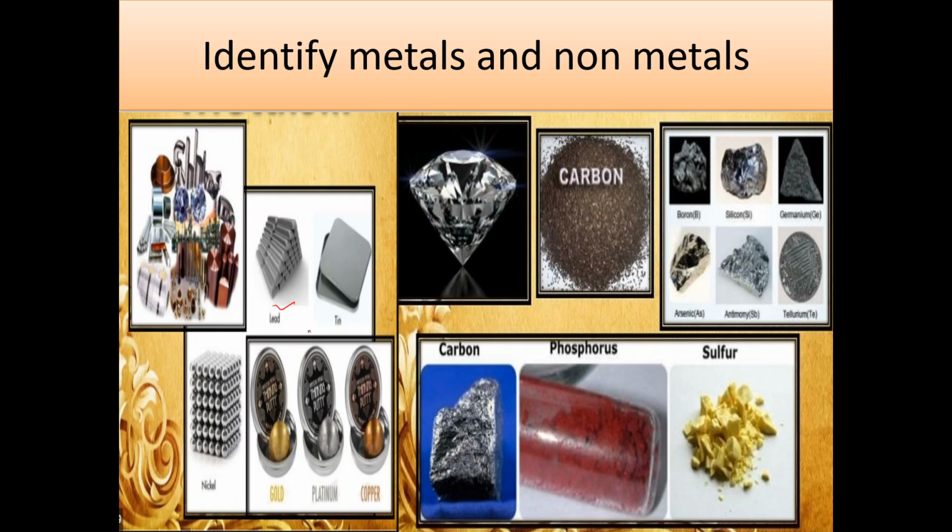Lead balls, you have seen ball bearings in your bicycle. Tin can, Coca-Cola tin. Gold ornaments you have seen. Platinum is also used for making ornament. Copper is used for making vessels. Even wire, conducting wires are made up of copper. This is nickel. It is used for making steel.